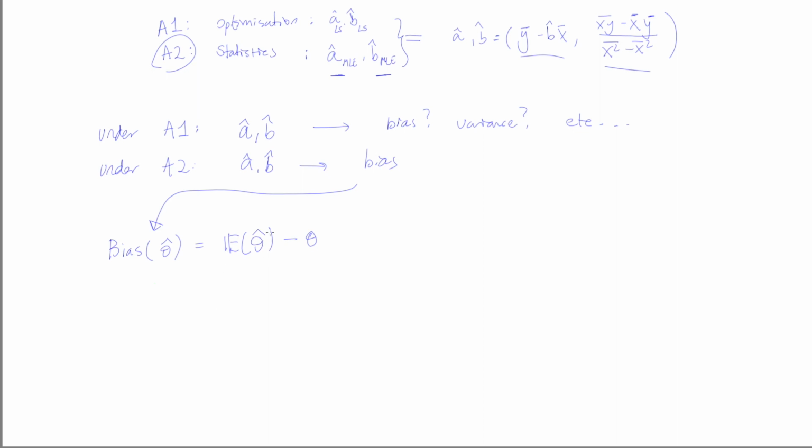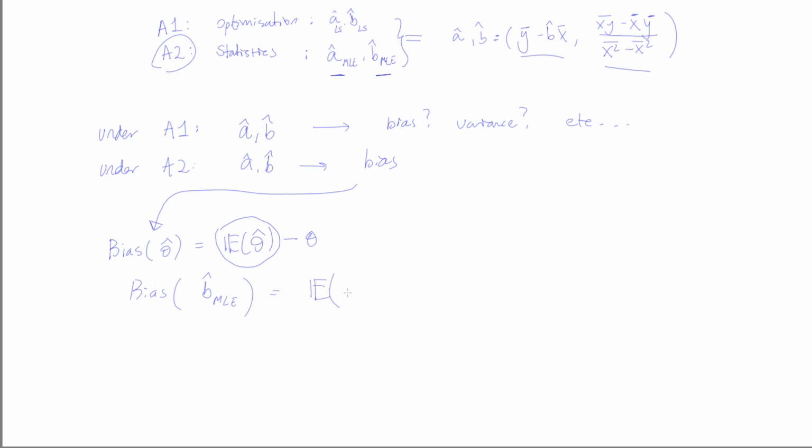Okay, so how do you compute this value for the A1 estimator, the optimization estimator? It's very difficult because we don't have any assumptions on these guys. But under A2, let's try it out. So let's compute the bias of, let's start off with B hat MLE.